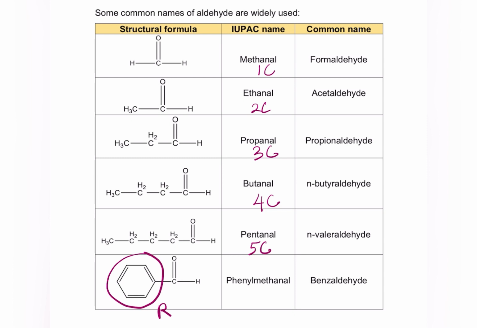And one last thing to mention about aldehyde. In aldehyde, the first carbon is always the one that holds the double bond O. So as you see here, this will always be the first carbon, no matter how long the carbon chain is.